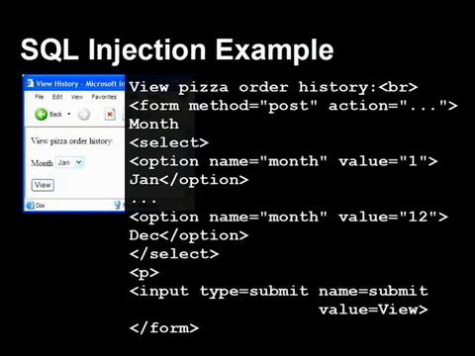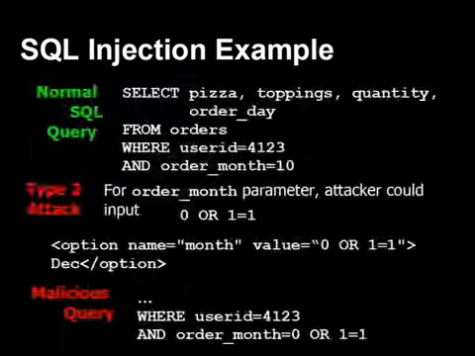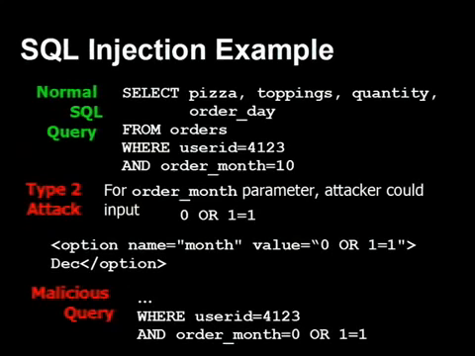Now, of course, the bad guy is not going to enter a number from 1 to 12. What the bad guy is going to do is enter something else. The bad guy is going to enter something like, say, 0 or 1 equals 1.